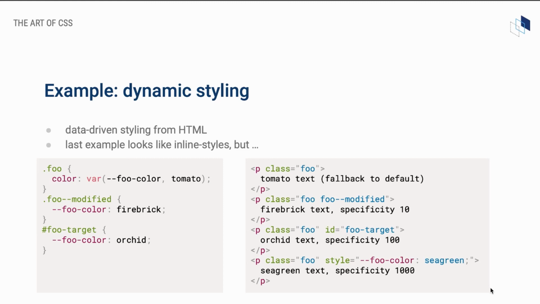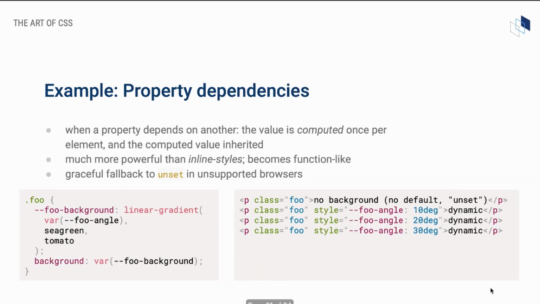This last example looks like inline styles, and you go, what's the point? The benefit of CSS properties comes when we have properties that depend on other properties. When this happens, the value is computed once per element, and it is the computed value that gets inherited by all of its children. Let's look at the example.